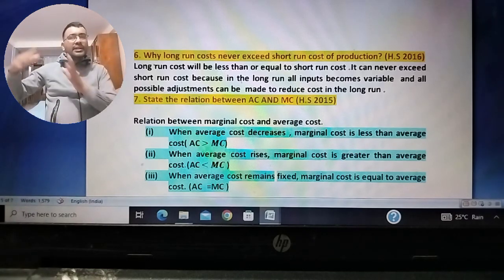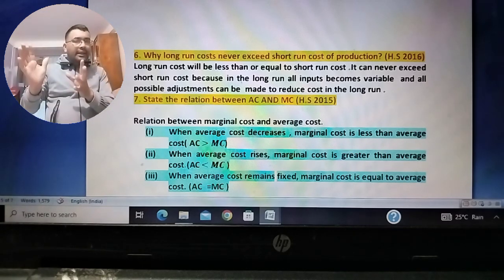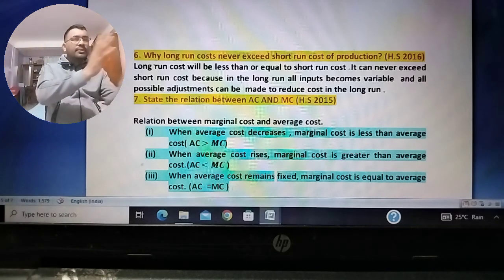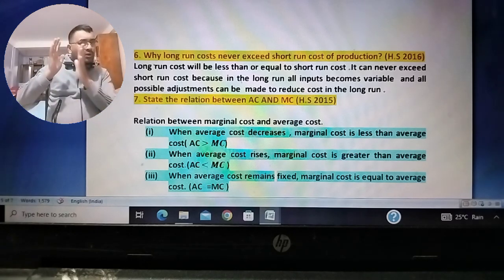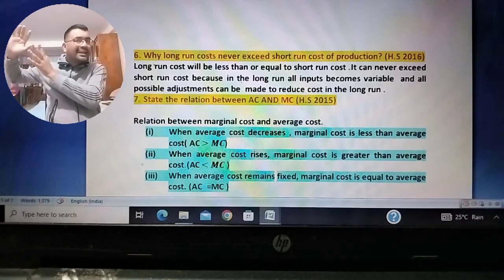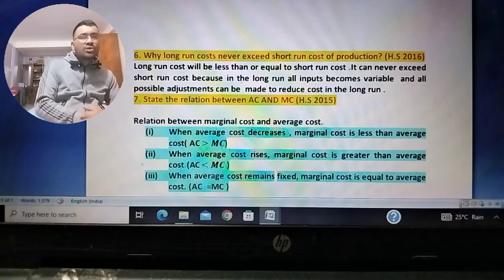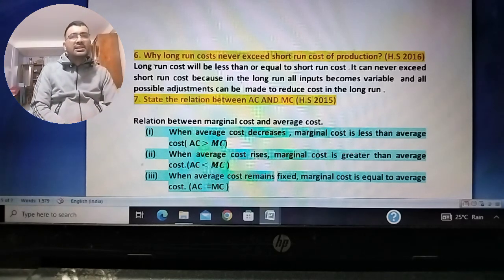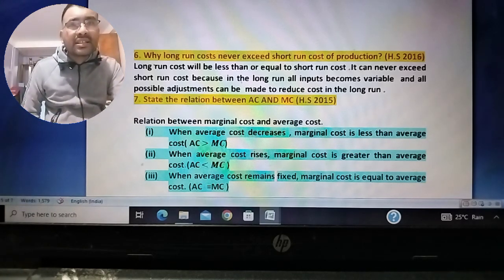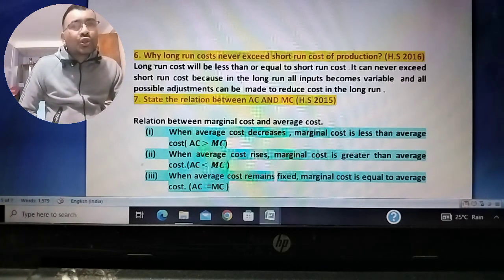It means there is short run cost and long run cost. But why can the long run cost not be more than short run cost? Long run cost can be either equal to short run cost or less than short run cost, but long run cost can never be more than short run cost. What are the causes? So let's see in detail. It was asked in 2016: long run cost will be less than or equal to short run cost.